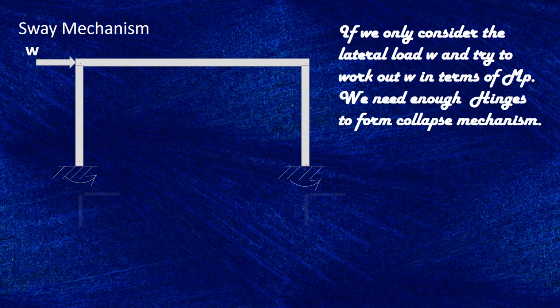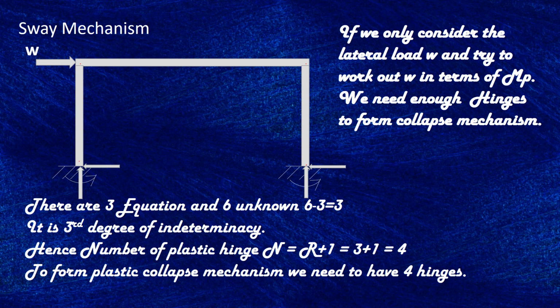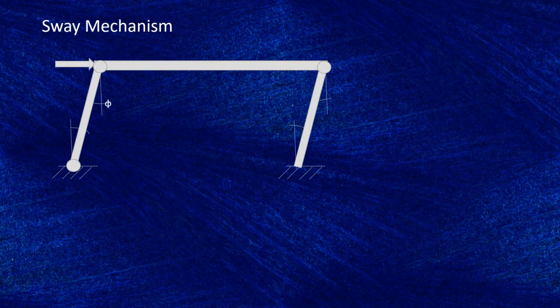If we only consider the sway, applying the lateral load only, bear in mind that there are 6 unknowns and 3 equations of motion. So 6 minus 3 is 3. That's third degree indeterminacy. Hence, the number of plastic hinges we need is 3 plus 1, which is 4. In the sway mechanism, there are 4 hinges that we need to form the collapse.